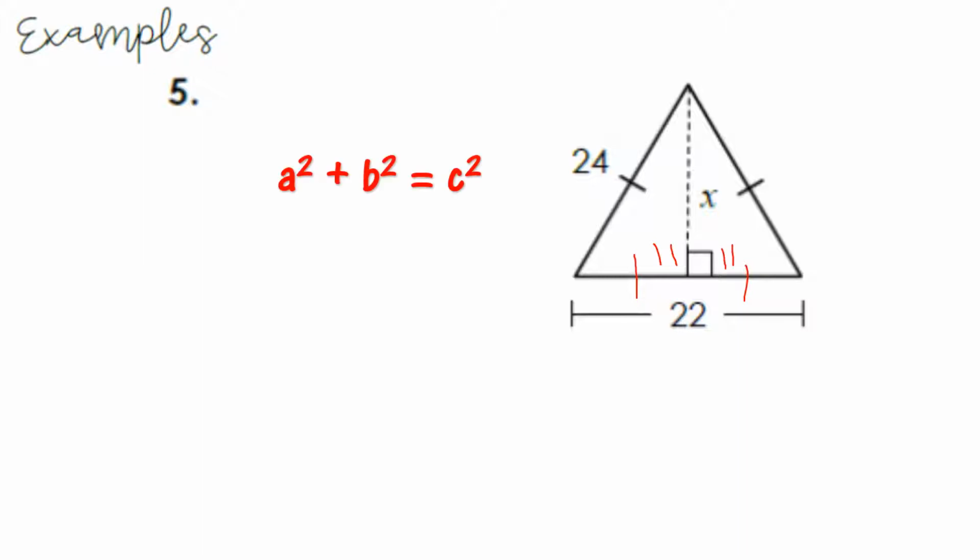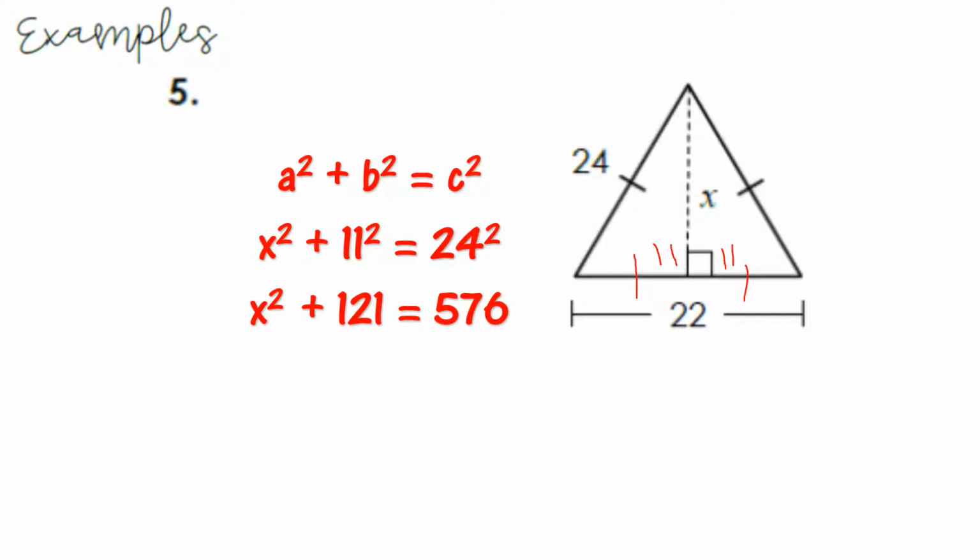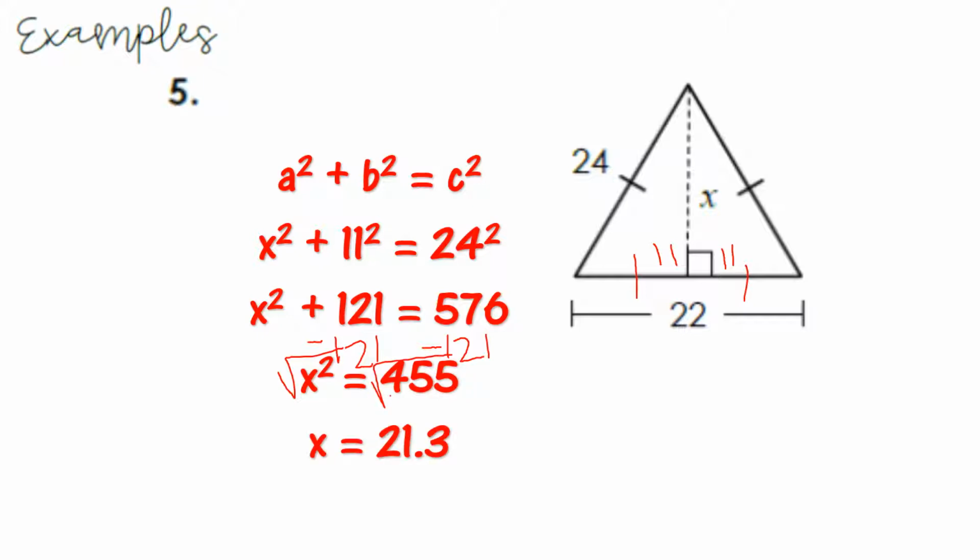Okay, so again, my formula, a squared plus b squared equals c squared. So if I fill it in, I've got x squared plus 11 squared equals 24 squared because the x and the 11 form the 90-degree angle. So whenever I square, I've got x squared plus 121 equals 576, which I would then subtract 121 from both sides, which leaves me with x squared is 455. I'm going to then take the square root of both sides, and I get that x is 21.3, again rounding to the nearest tenth.